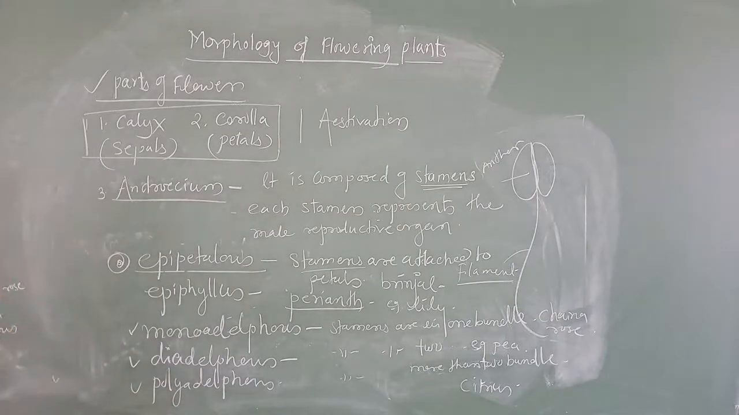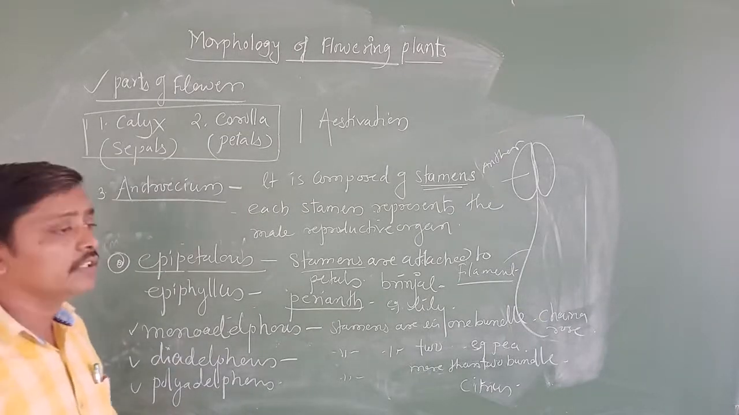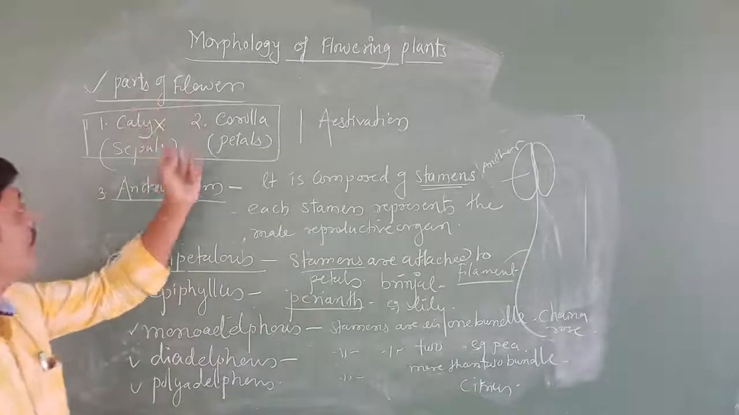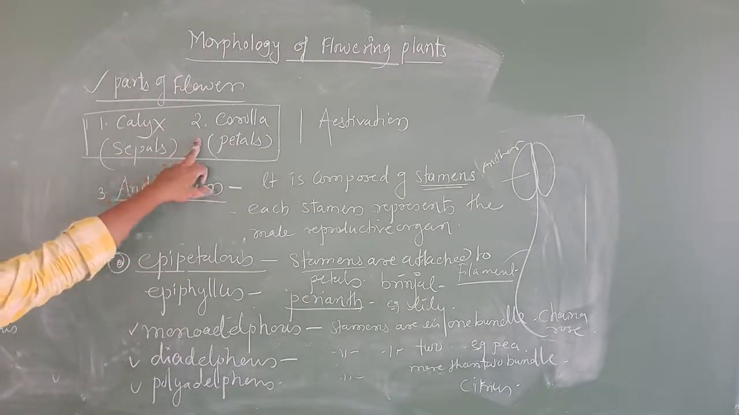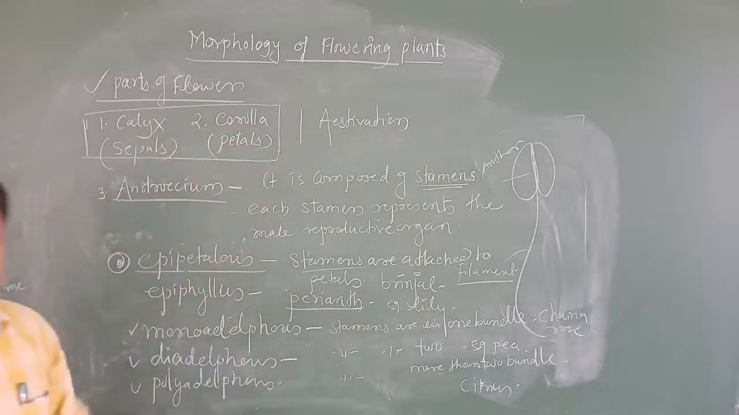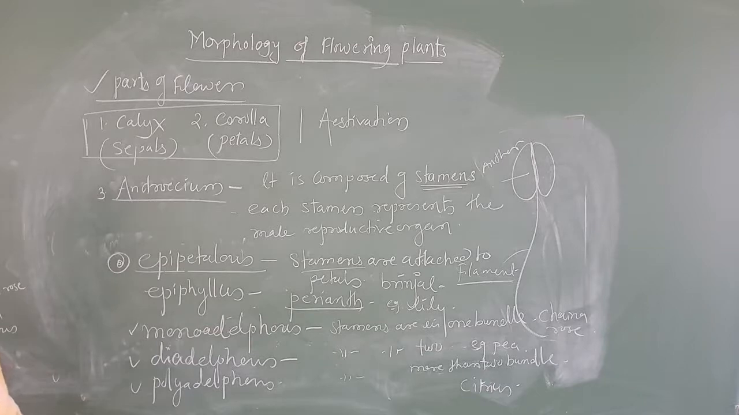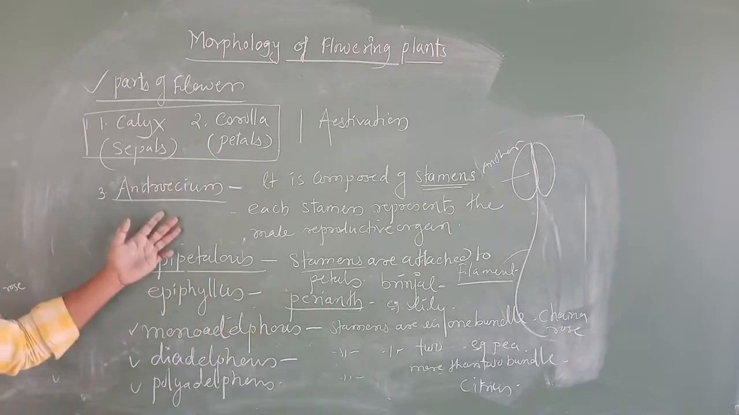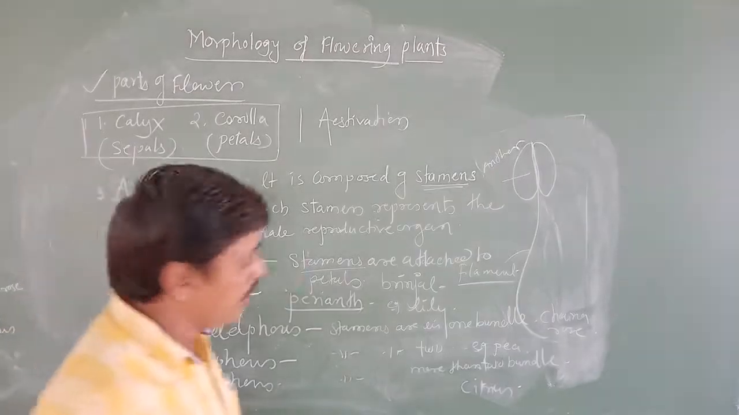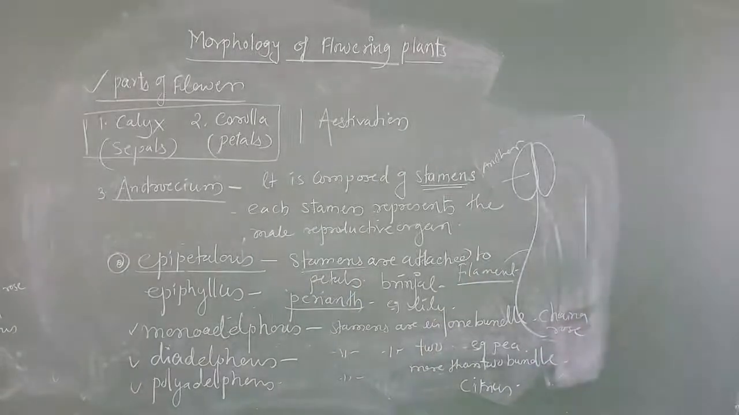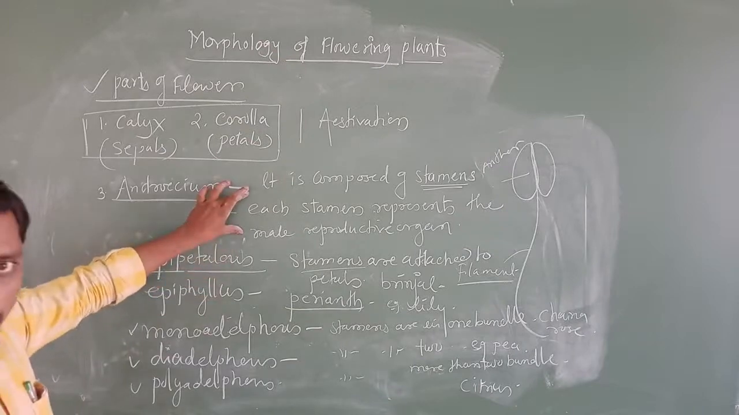In today's class, earlier in the parts of the flower we discussed the calyx and corolla, the accessory organs. We studied the different types of flowers based upon the arrangement of calyx, corolla and androecium with respect to the gynoecium, and then aestivation. Now we are discussing the androecium. It is composed of stamens, and each stamen represents the male reproductive organ. This is very important.